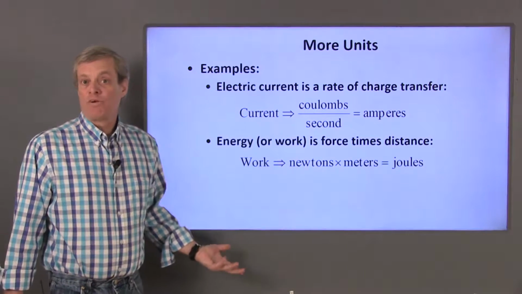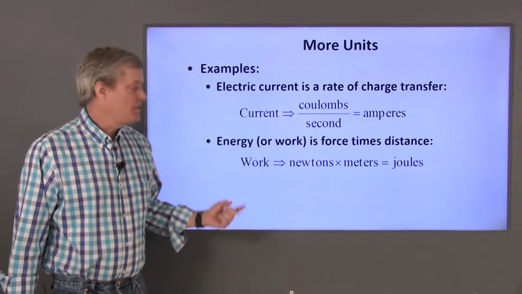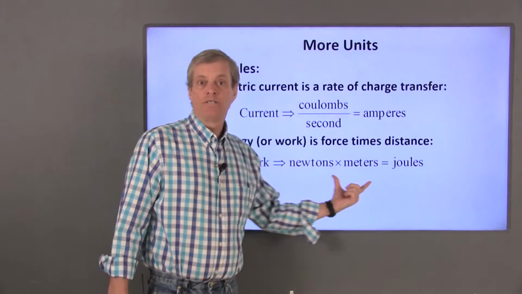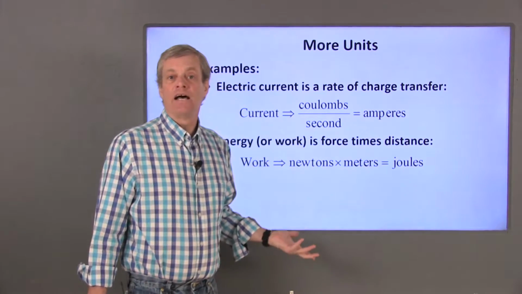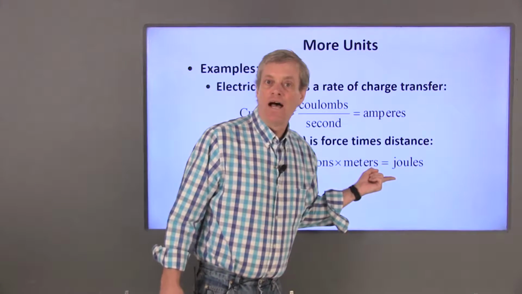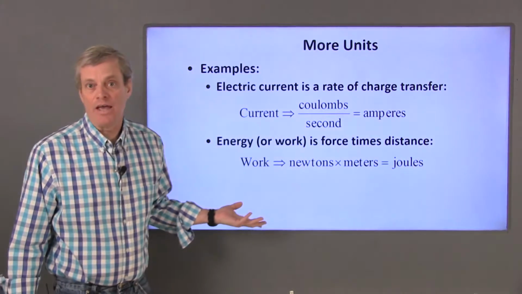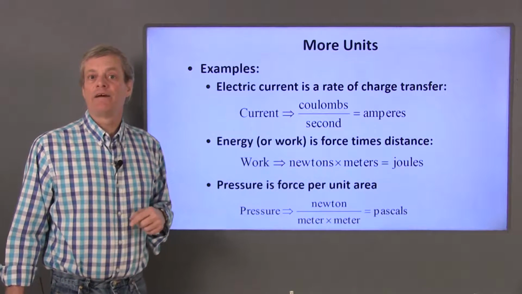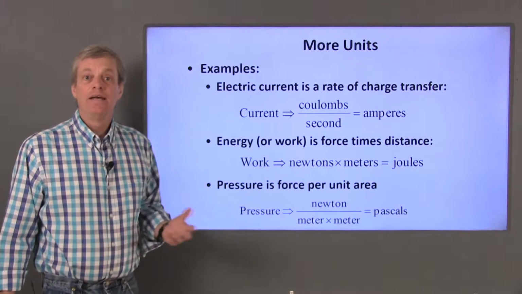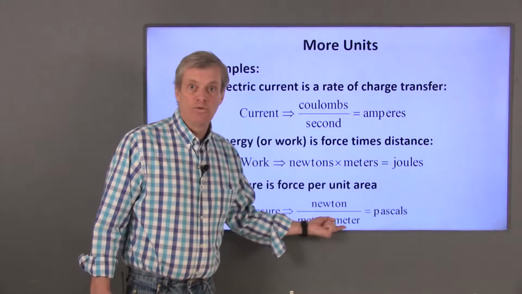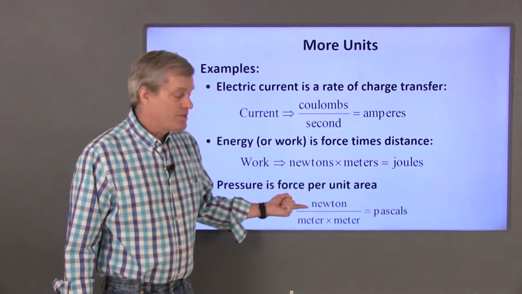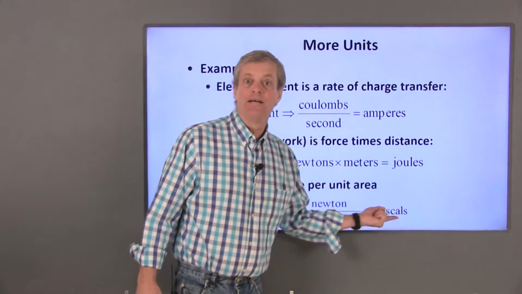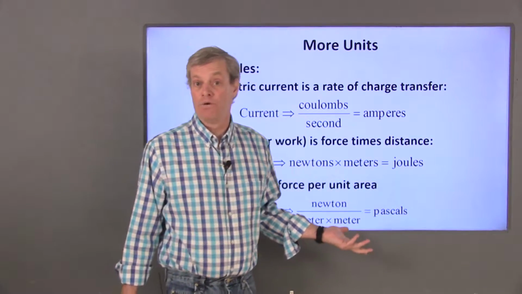Energy or work is another parameter engineers work with a lot. Work is force times the distance traveled. If units of force are newtons and units of distance are meters, work is newtons times meters. This is usually redefined as joules, abbreviated as a capital J. The final example is pressure. Pressure is a total force divided by the area over which the force is applied. In the metric system, area is the product of two lengths, measured in meters, and force is measured in newtons. The ratio of newtons to meters squared is called pascals, abbreviated as a capital P followed by a lowercase a.